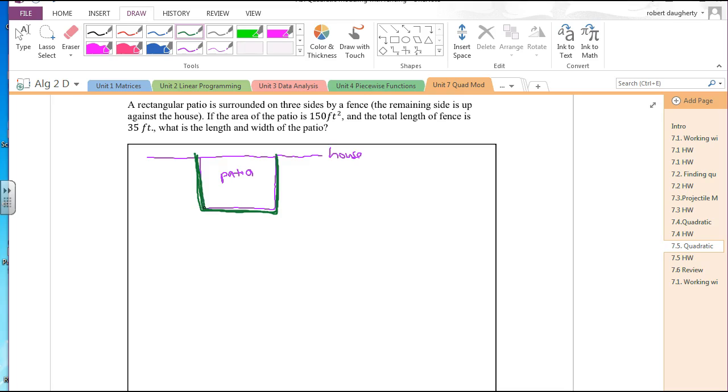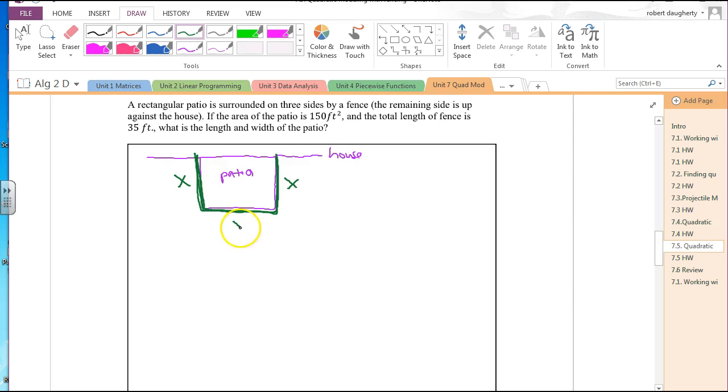So how do I define my variables? Any choice? What is easier to do is one of these variables I'm going to have to use. You can see on this one, this is the same, right? It's easiest if you let that be x, okay? Because you've got x and x. I could let this one be x, and then this will be an expression of x. I find it easier if I've got one side that's repeated, let that be my variable, okay?